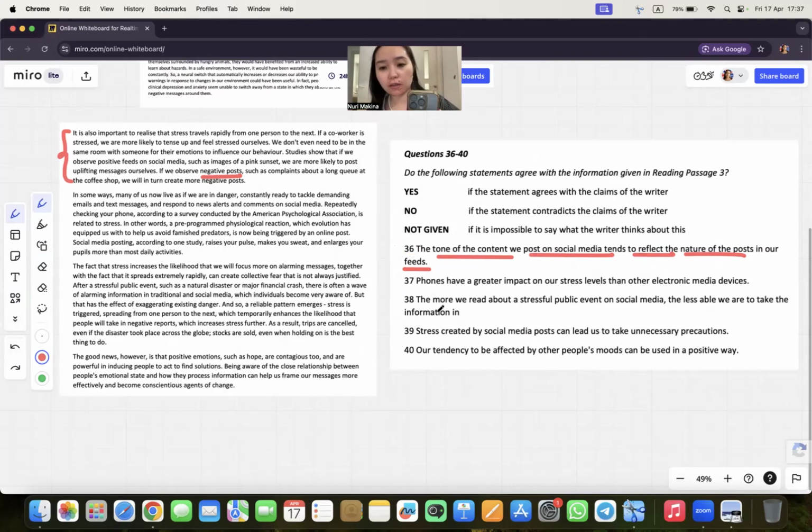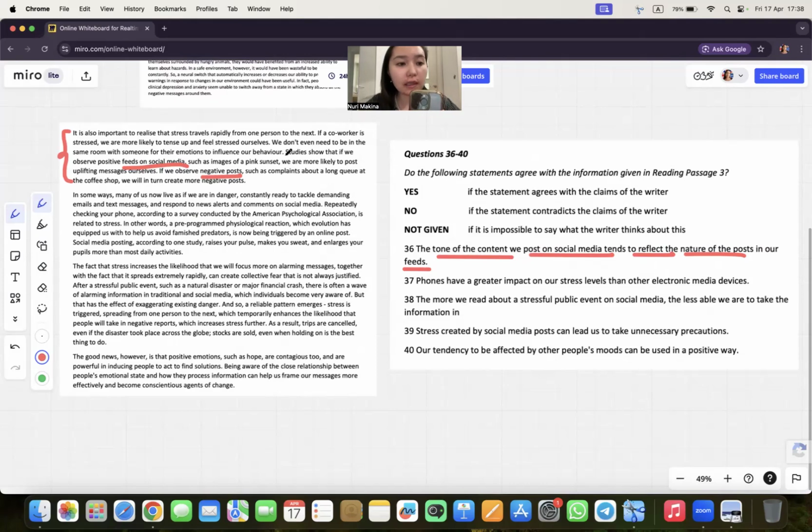The tone of the content we post on social media tends to reflect the nature of posts in our feeds. I already remember where the social media part is. Of course, we do have social media in other paragraphs, but we do have these: to reflect the nature of posts in our feeds, the tone of the content, what we post. Because I already see these kinds of sentences here.